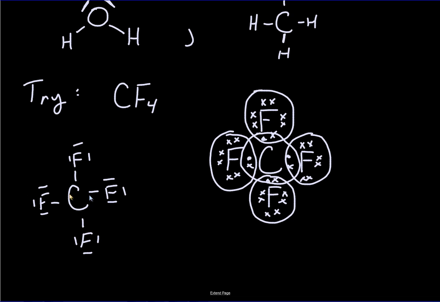Okay? And that is where we're going to leave it. Next time we'll look at polyatomic ions, okay? Which are essentially just molecules that needed to borrow some electrons.